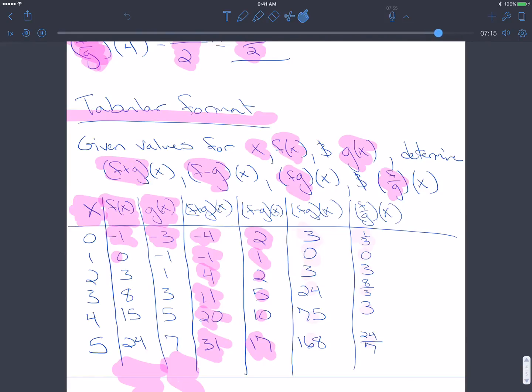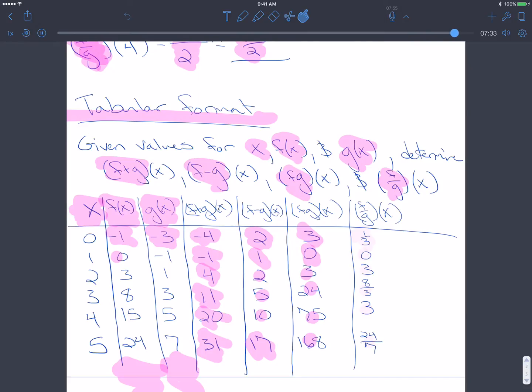Negative 1 times negative 3, 3. 0 times negative 1, 0. 3 times 1, 3. 8 times 3, 24. 15 times 5, 75. 24 times 7, 168. Just do the operation that is being described.